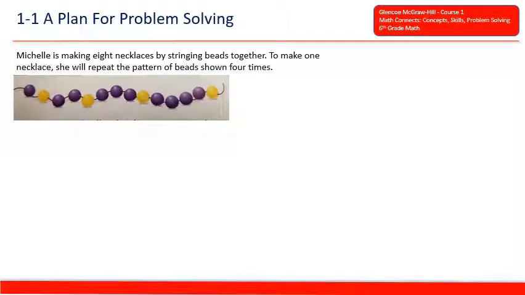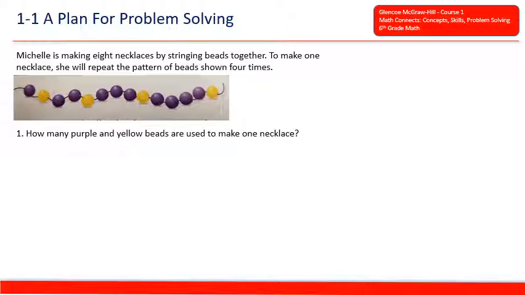Shell is making 8 necklaces by stringing beads together. To make one necklace, she will repeat the pattern of beads shown 4 times. How many purple and yellow beads are used to make one necklace? So if the string that we see here is going to be used 4 times, we'll need to count the number of purple beads and multiply them by 4, and then count the number of yellow beads and multiply that by 4.